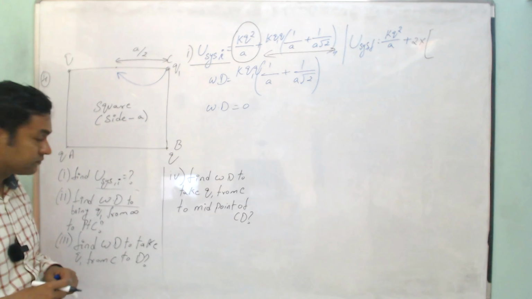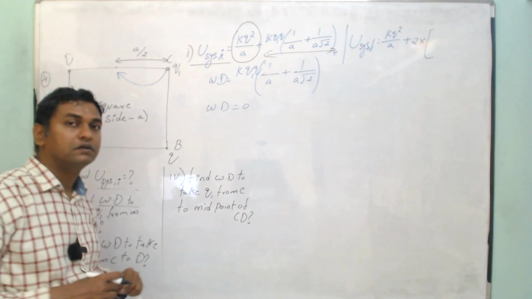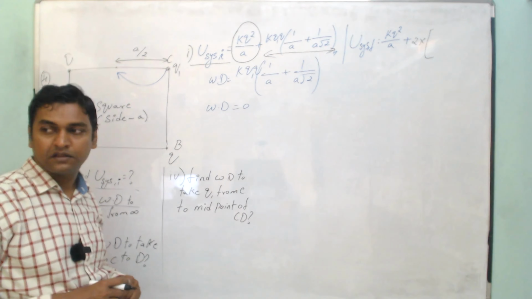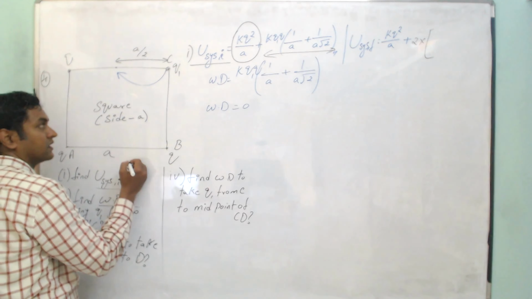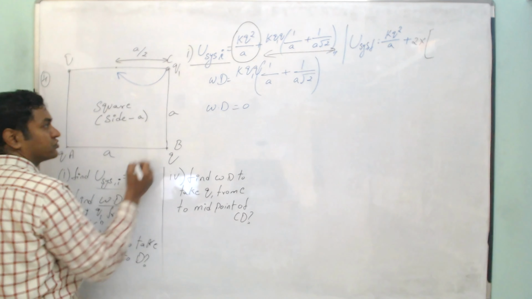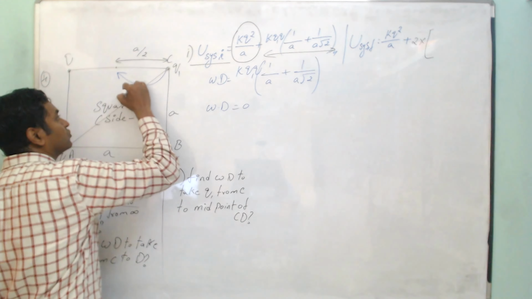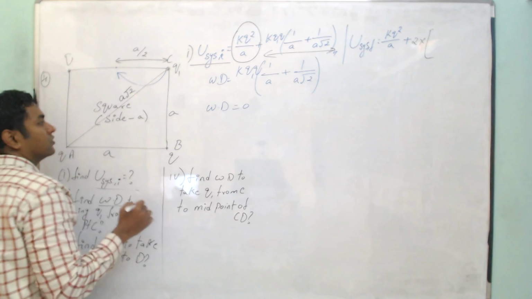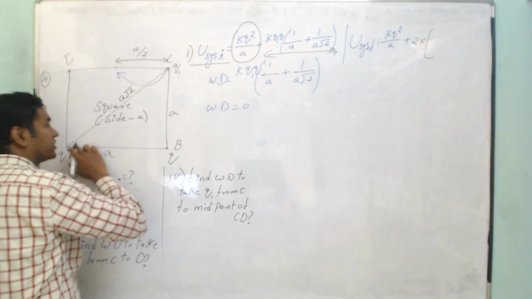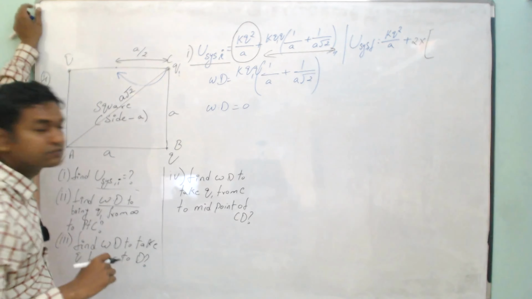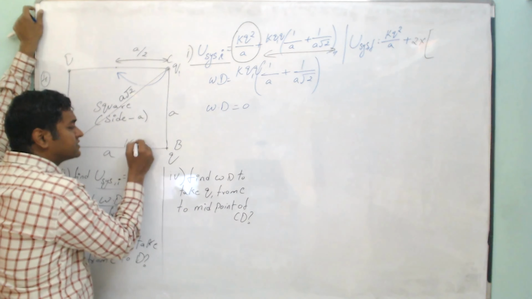Sir, could you show how you did the first bit? Yes, sir. See, this distance is A. This distance is also A. Hypotenuse is A root 2. Now, potential energy between these two, potential energy between these two, and potential energy between these two. Potential energy between A and B is KQ squared by A.